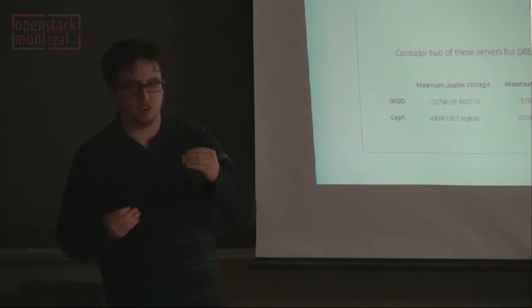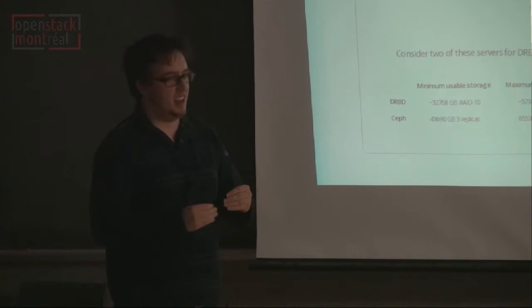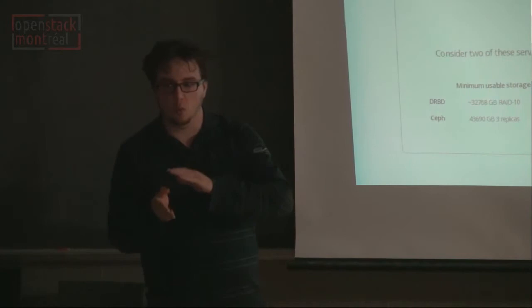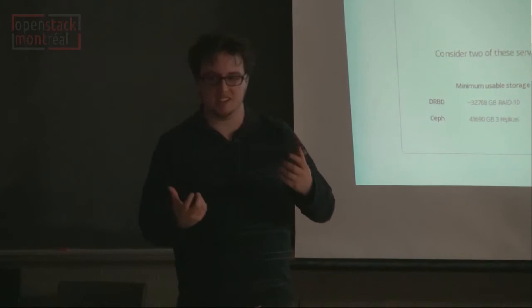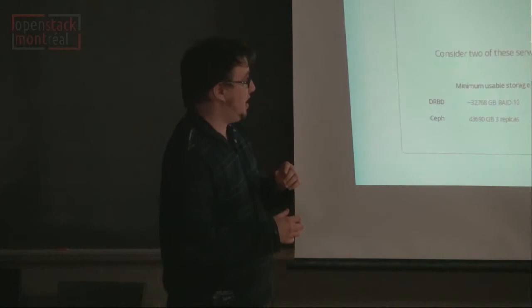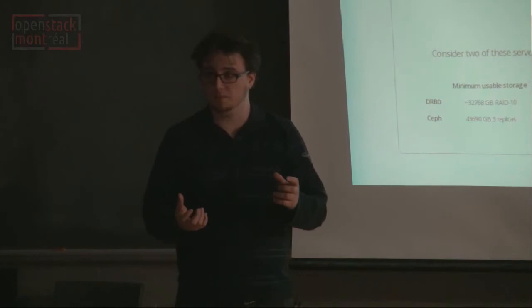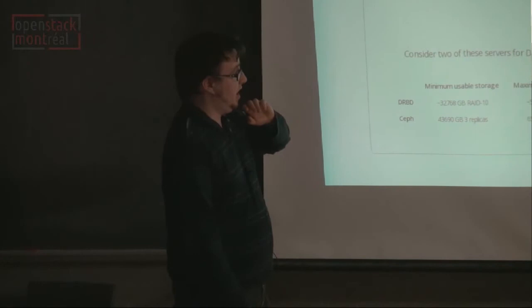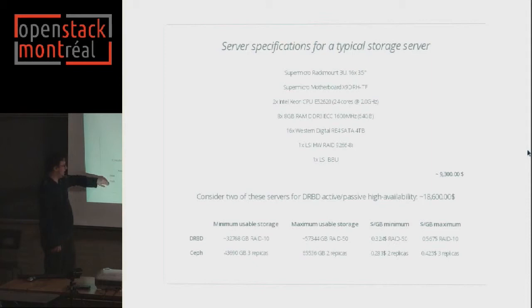Was that good? Yeah, right? And with DRBD, the thing is that usually you have one active server and one passive server. So basically, you're paying twice as much for really just one server worth of data. And the thing with Ceph is that you're going to have these same two servers, but they're both going to be active at the same time. So for numbers, for instance, for $18,000, let's pretend I have RAID for performance and data security.